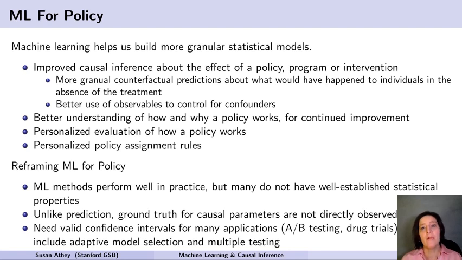We also can more efficiently use observables in order to do things like control for confounders, that is, variables that might affect both treatment assignment and outcomes, and thus might otherwise, if ignored, lead to bias in estimates of causal effects. Machine learning has the potential to do a better job with that because it has algorithms that have been refined and improved to use the data flexibly so that we don't have to rely as much on pre-specified functional form assumptions.